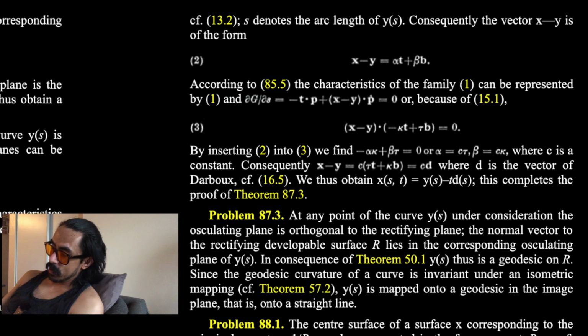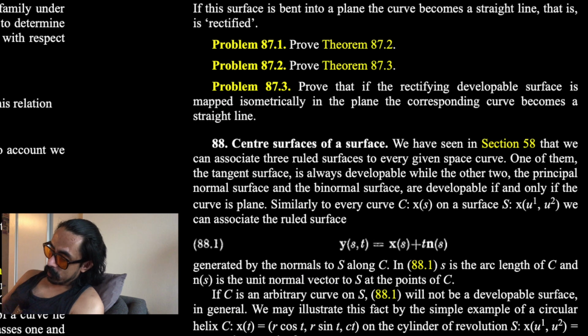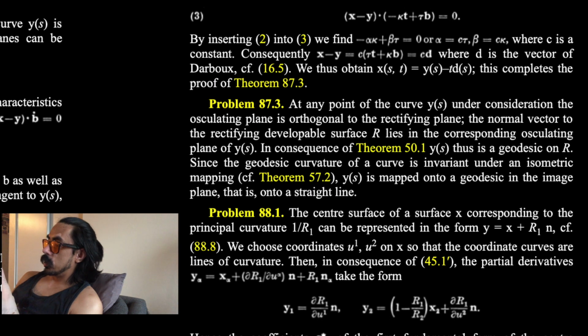Wow, double rainbow indeed. Okay, last one, problem 87.3. Prove that if the rectifying developable surface is mapped isometrically in the plane, the corresponding curve becomes a straight line. Here we go. Short, sweet, and to the point. The proof, or the solution, is as follows.